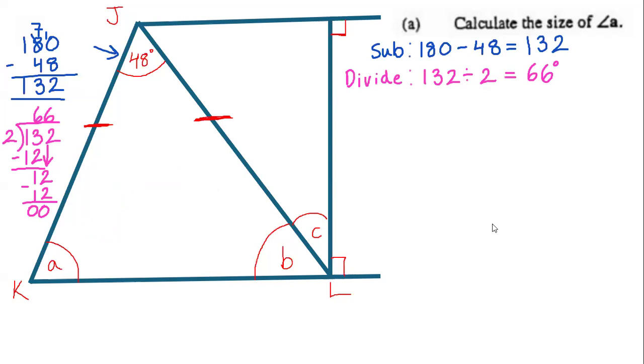Okay. So we have 132 divided by 2 is 66. That means that A is equal to 66. So A, all right, this is in red.